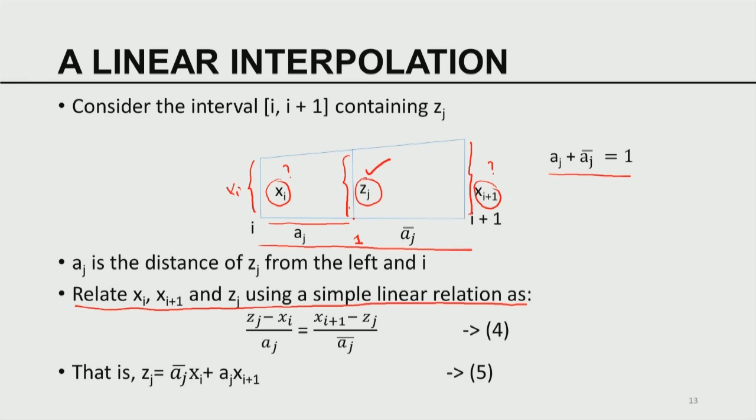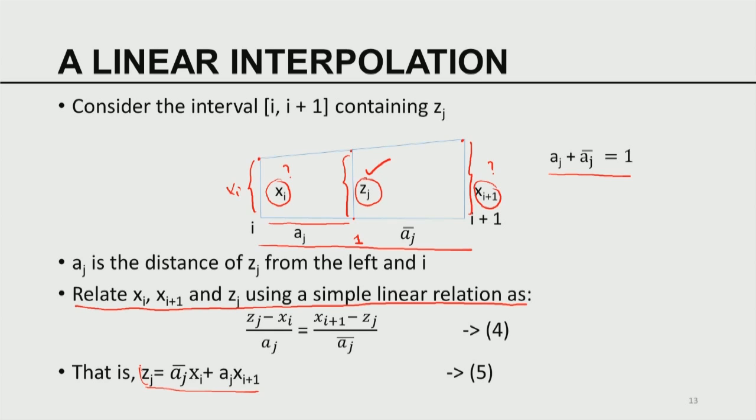I am going to assume the line joining xi, zj and xi plus 1 has a constant slope. So what does it mean? (zj minus xi) by aj is equal to (xi plus 1 minus zj) by aj bar. So I am simply trying to express this constancy of the slope, which if I simplify this, I get the relation aj bar xi plus aj xi plus 1. So this is the linear relation.